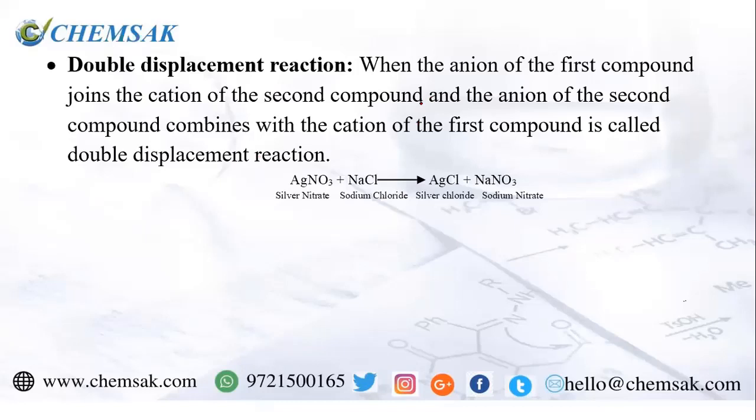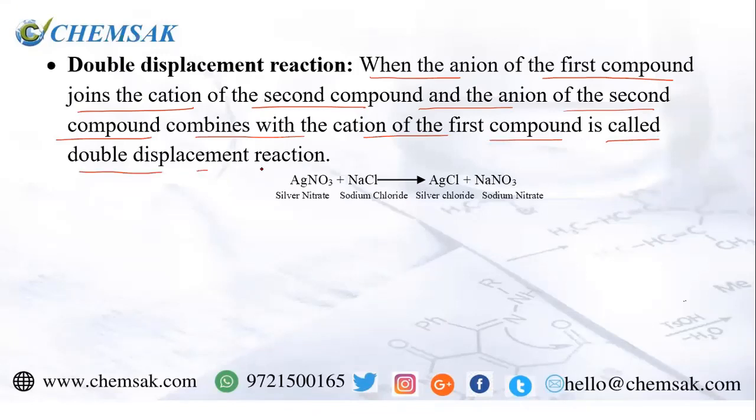In double displacement reaction, when the anion of the first compound joins the cation of the second compound and the anion of the second compound combines with the cation of the first compound, it is called double displacement reaction. Meaning the partners of both exchange with each other. Okay. Silver nitrate reacts with NaCl, then we get AgCl and NaNO3. This type of reaction.